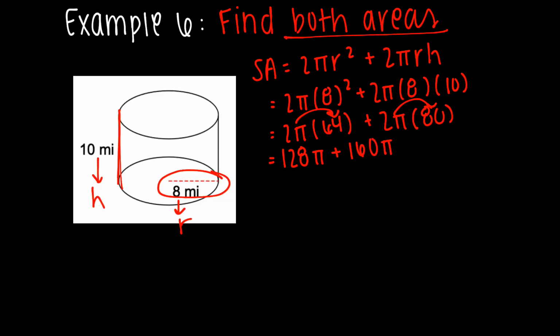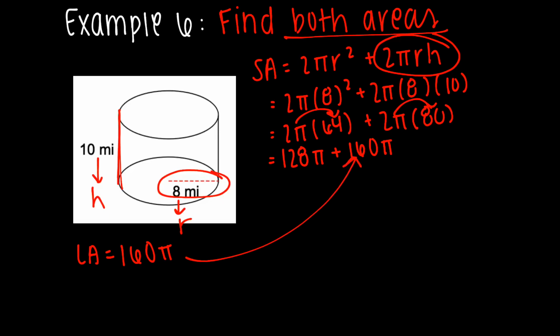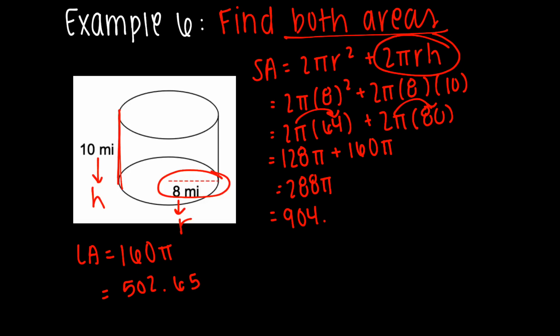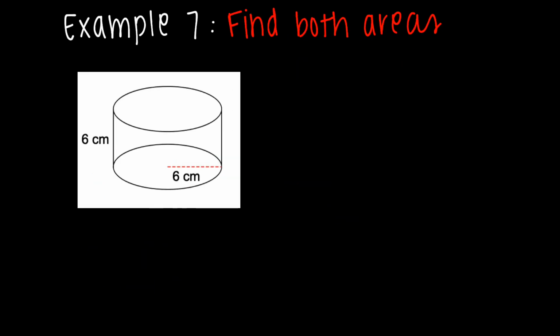So remember, I asked for both areas, so the lateral is that second part. So that means that my lateral surface area is what we just found, that 160 pi. I pulled it straight from this formula. And then I'm going to give you the decimal answer as well in case you want it. And my decimal answer is 502.65. My last step is to combine it. So 128 plus 160 gives me 288 pi as my exact answer. So then my decimal answer, 288 pi, would be 904.78.